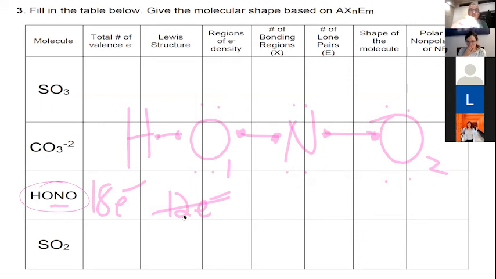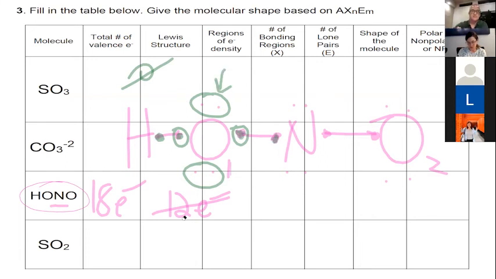Six. 6, exactly, excellent. 2, 4, 5, 6. And how many should it have? 6. 6, so there's no charge. Does it have an octet? Yes, because it has 1, 2, 3, 4, 5, 6, 7, 8.